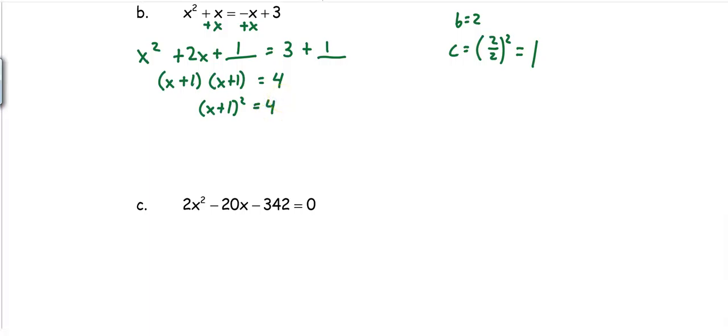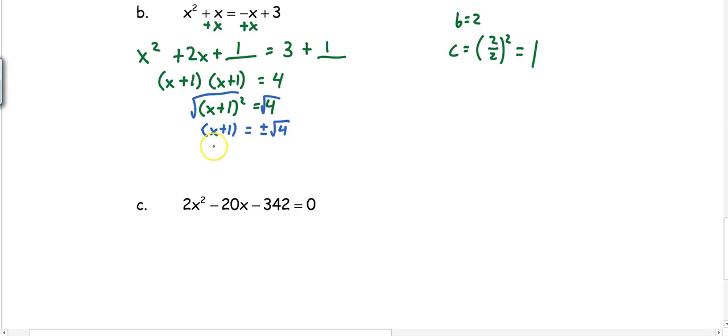Now that we've completed the square, we're going to solve for x. So I'm going to take the square root of both sides. So I get x plus 1 equals plus or minus the square root of 4. Remember, the square root of 4 is 2. So x plus 1 equals plus or minus 2. Split this apart to solve for x. So x plus 1 equals 2, and x plus 1 equals negative 2. When I subtract 1, I either get x is equal to 1, or subtract 1 and get x is equal to negative 3.